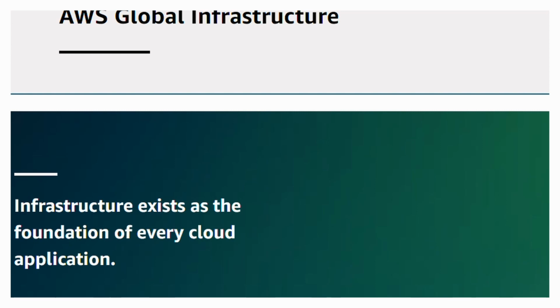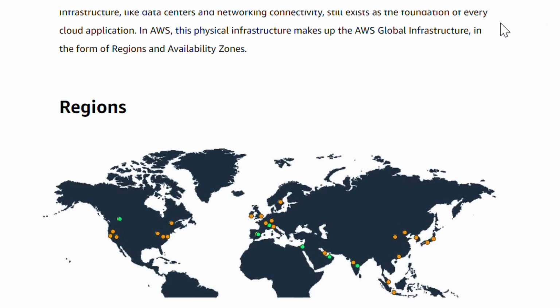Now, let's start the second chapter in this series, which is AWS Global Infrastructure. As you can see on the screen, it starts with a video, which I'm not going to play here, but we can dive right into the concepts.